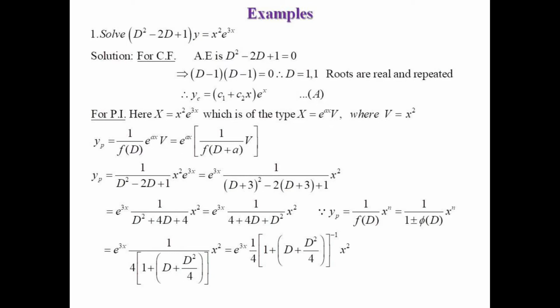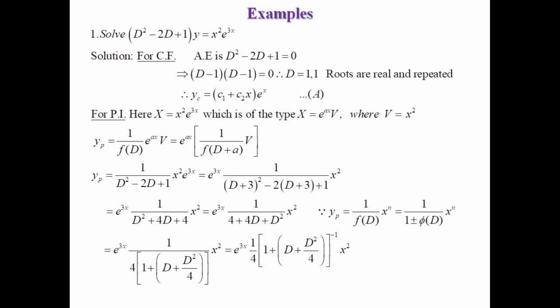If we try to find the value of complementary function, we know that complementary function is obtained by solving the auxiliary equation. Here the auxiliary equation is D square minus 2D plus 1 equal to 0. This is a quadratic equation. We may solve by the quadratic method or find numbers whose product is 1 and addition is minus 2. These numbers are minus 1 and minus 1. So let's split the middle term minus 2D as minus D and minus D.